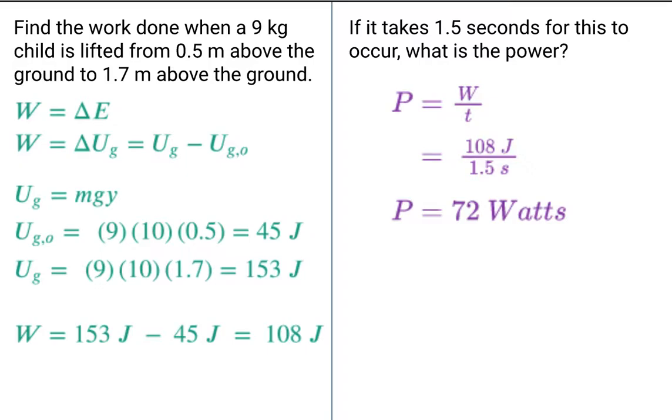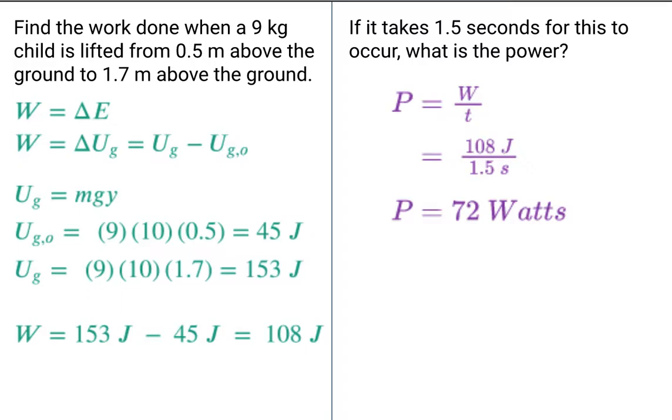Now officially, the abbreviation for watts is a capital W. But because capital W is also a symbol in our formulas, I like to write the word watts out. That way, there's less confusion as to which W I'm talking about. Entirely a preference, but that is a habit I've gotten into to avoid making silly mistakes like thinking work and watts are interchangeable.